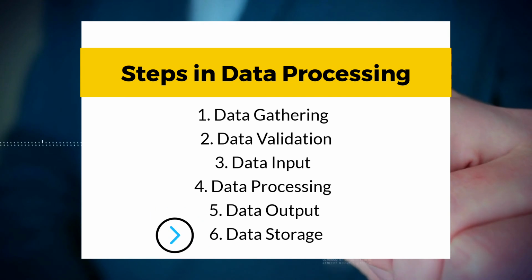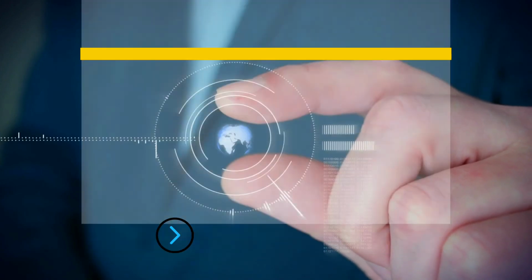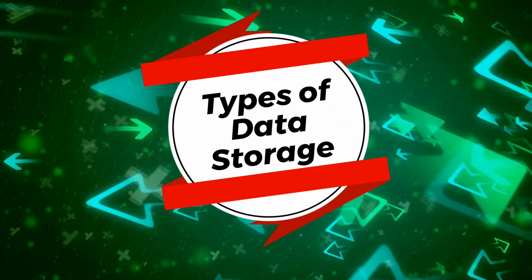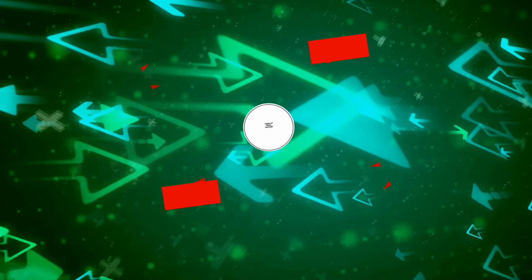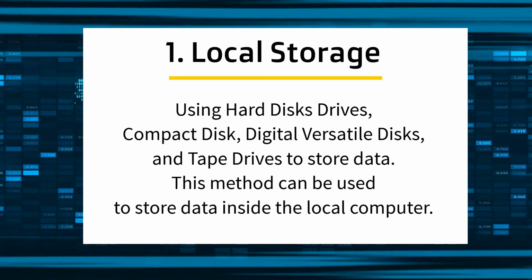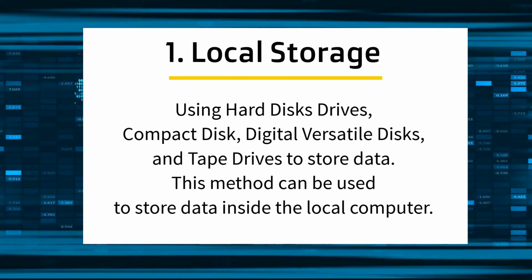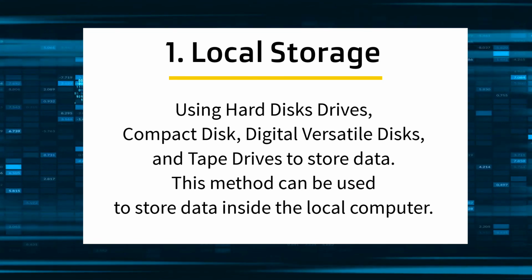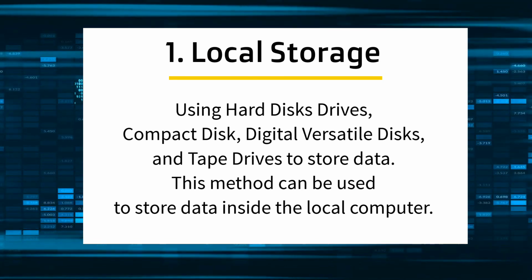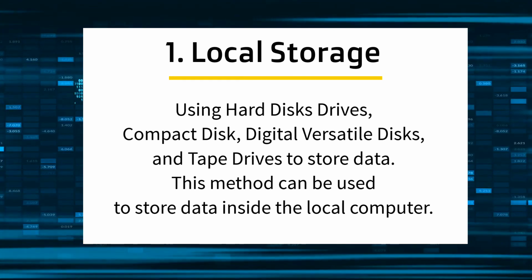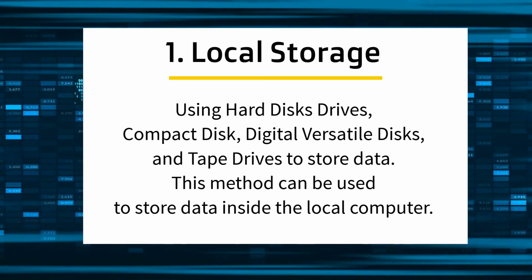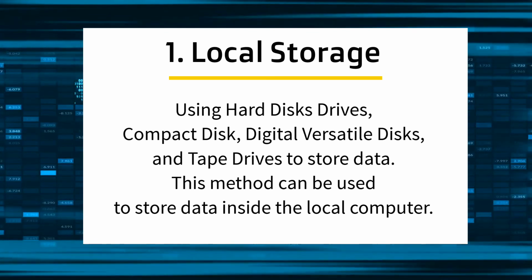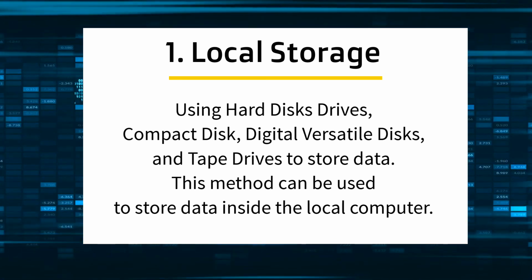The last step in data processing is data storage. Let's learn the types of data storage. Number 1. Local storage. That is, using hard disk drives, compact disks, digital versatile disks and tape drives to store data. This method can be used to store data inside the local computer.